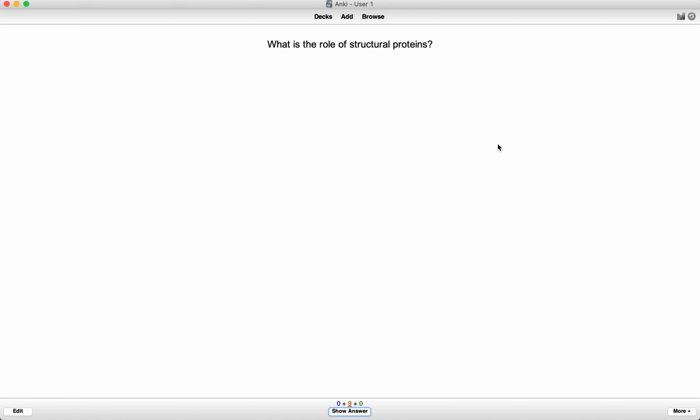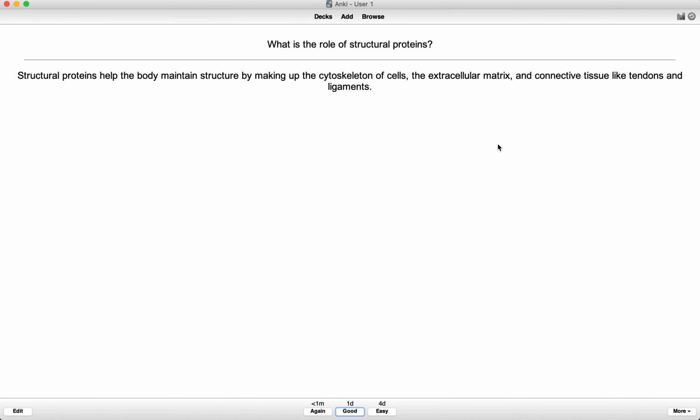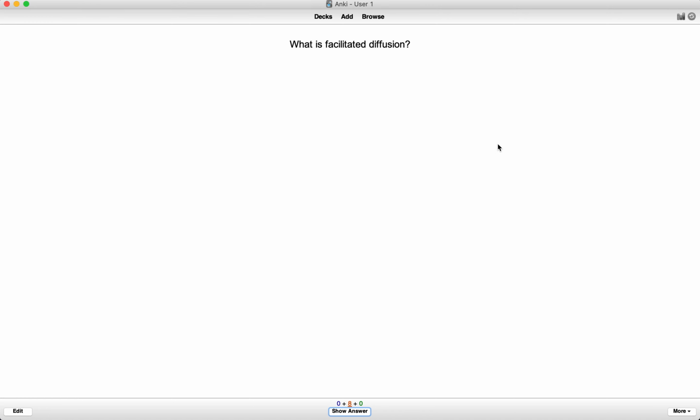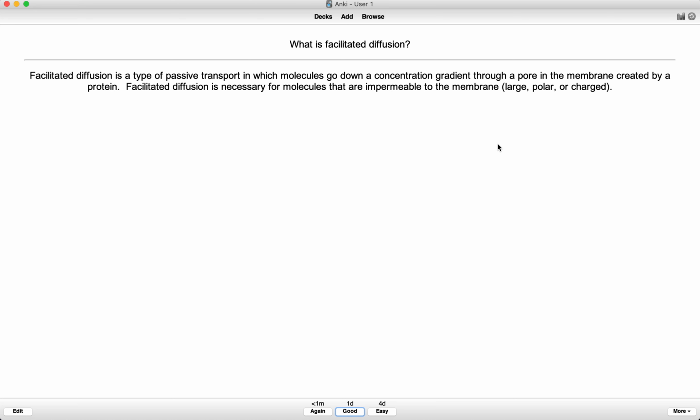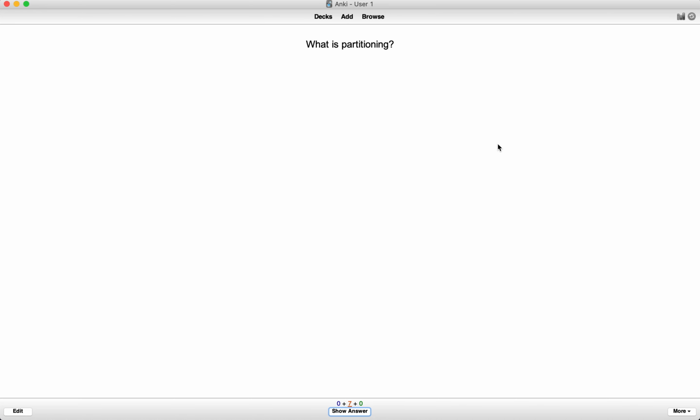Role of structural proteins: cytoskeleton, connective tissue, tendons, ligaments, etc. Facilitated diffusion is the passive diffusion of large polar charged molecules through protein channels. Partitioning is separating compounds based on their relative affinity for the stationary phase.